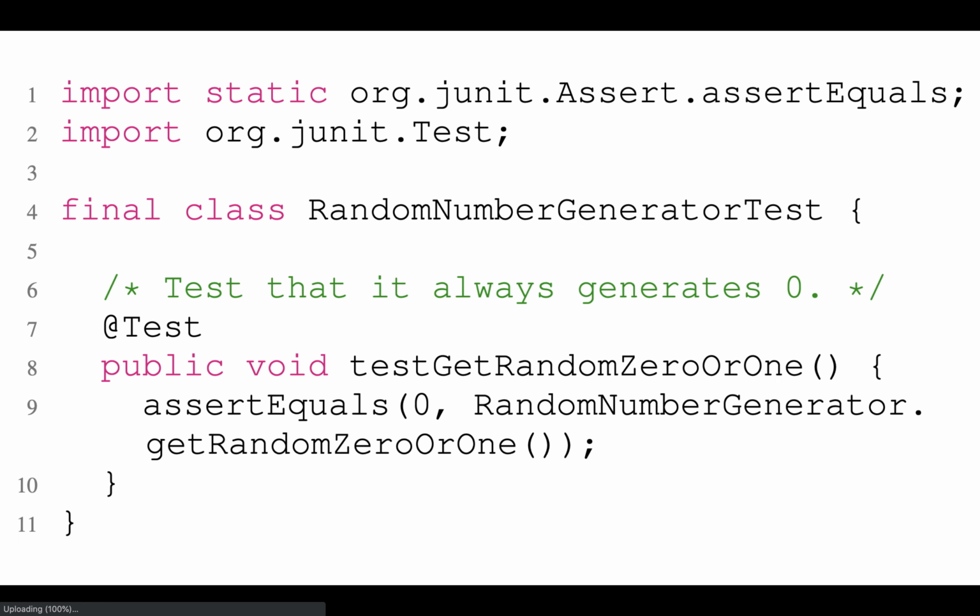Now I'm going to show you test code which actually tests this. This test asserts that the random 0 or 1 method always returns 0, which is obviously a bad test, but in reality, there are tests that are pretty similar to this. So 50% of the time, this test is supposed to fail because it will potentially generate 1.